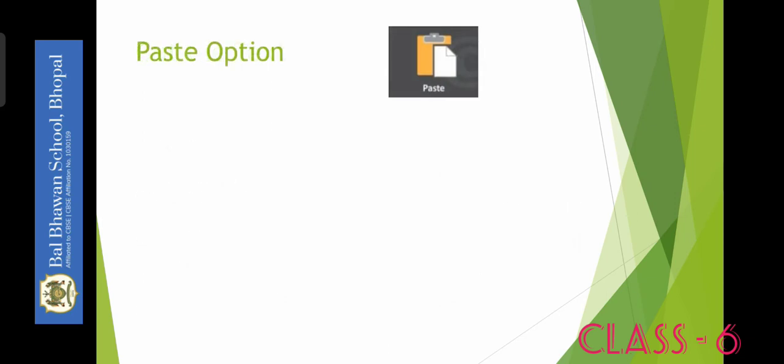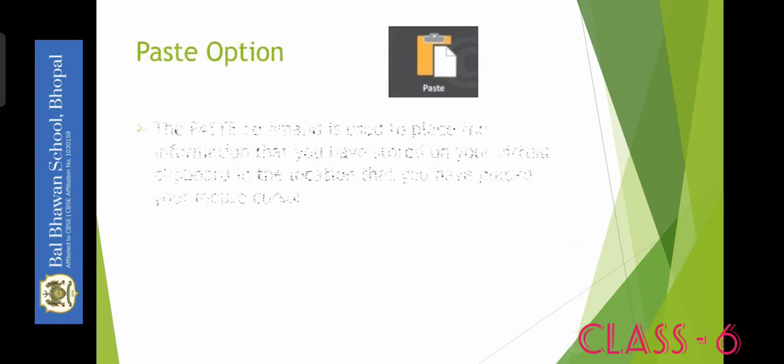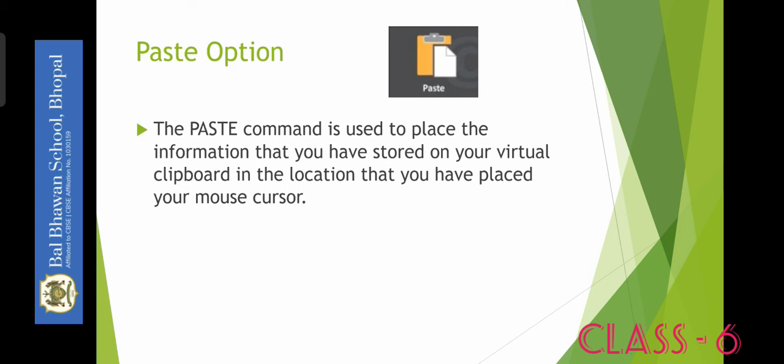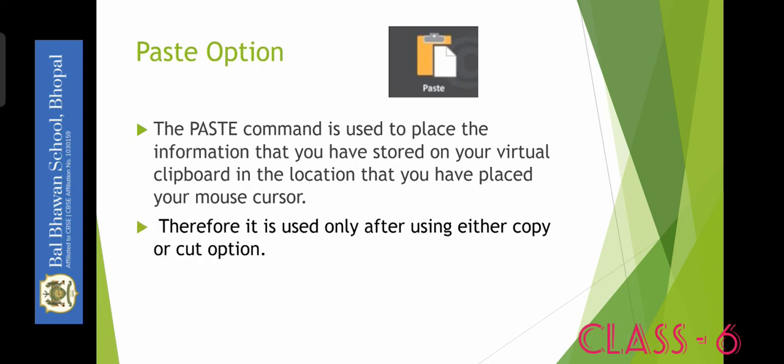Next option is the paste option. You can see the icon on the screen. The paste command is used to place the information that you have stored on your virtual clipboard in the location that you have placed your mouse cursor. In other words, it is used only after using the copy or cut option, because unless we have something on the clipboard, we cannot use the paste option. The shortcut key to paste the text is Ctrl+V.